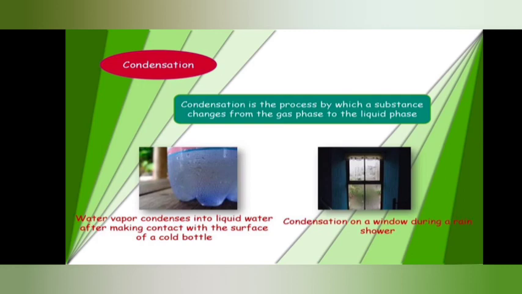As you can see in the picture as well, the water vapor condensed into liquid water after making contact with the surface of a cold bottle. And in the next picture, there is condensation on a window. If you take a hot shower, your window looks like a hazy surface. So you can see the water vapors on the window. So this is the process of condensation.